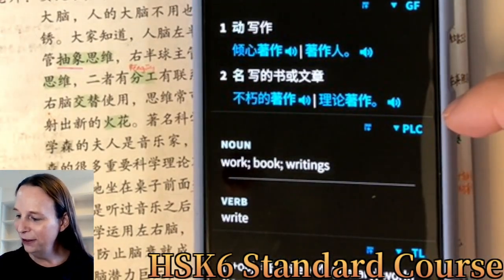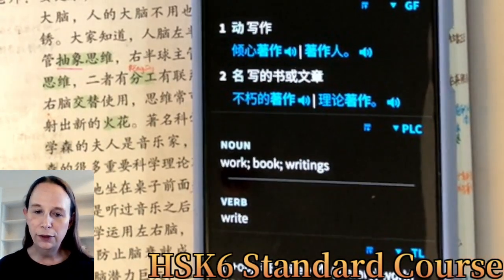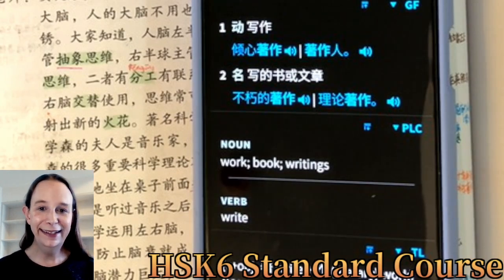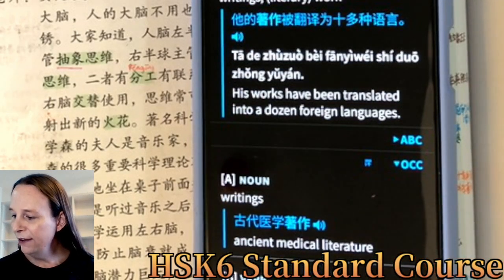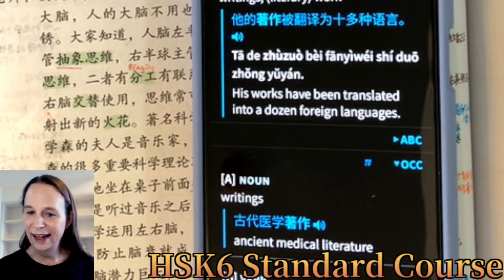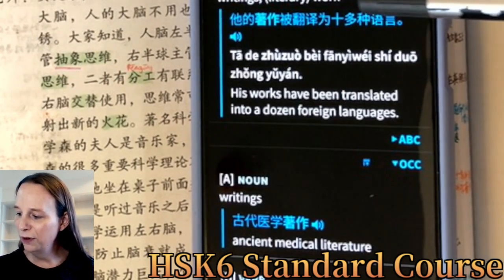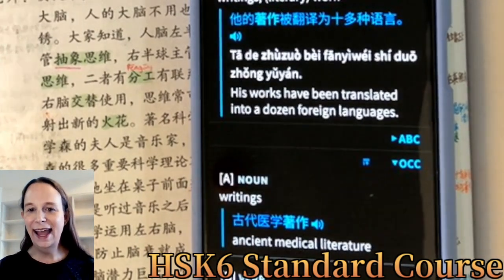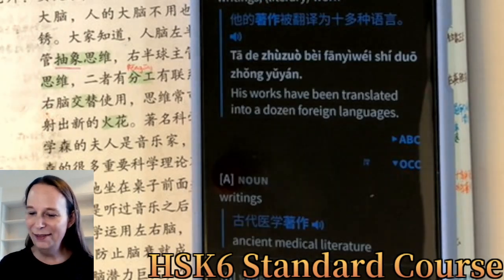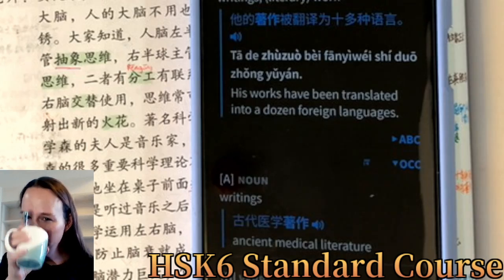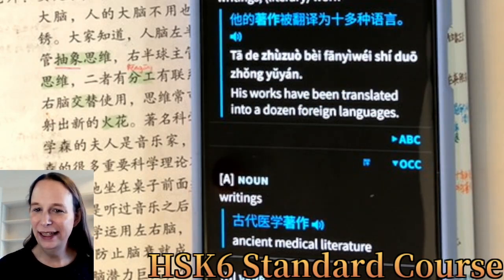Here it's a noun. 理论著作. 理论 is theoretical or theory. 理论, yeah. 他的著作被翻译为10多种语言. So his writings have been translated into 10 or more languages. Actually, you wouldn't say 10 or more. It's 11 to 19. Somewhere in there. I like the English translation. They just use dozen, so 12. Don't take it too literally.